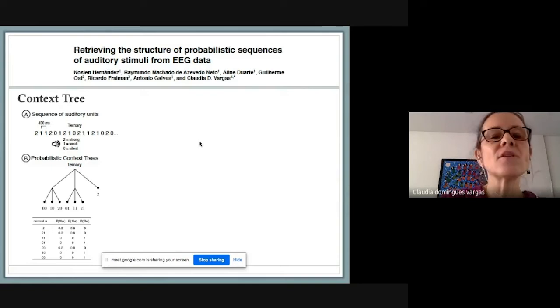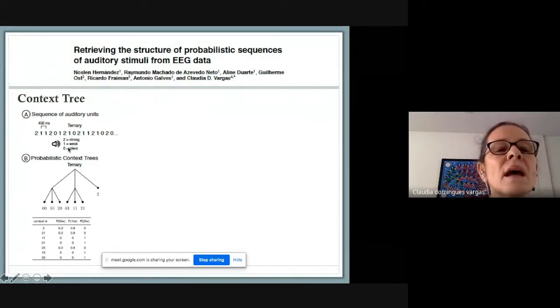Let me now guide you a little bit through this experimental paradigm and the results that we have gathered. In Duarte et al. and Hernandez et al., we presented a sequence of auditory stimuli driven by a context-free model. Stimuli consisted of strong, weak, and silent or missing hand claps. In one of the sequences that we employed in the study, called the ternary sequence, a strong beat was followed by three weak beats. Eventually, a weak beat could be replaced by a silent unit, introducing variability in the sequence of events.